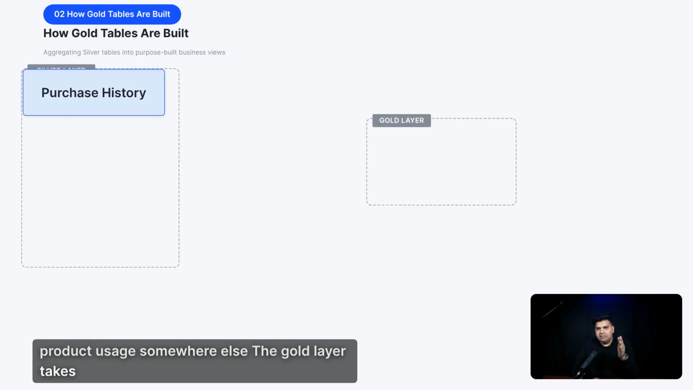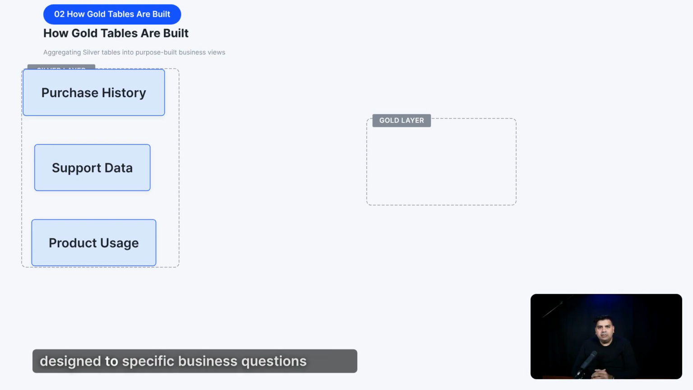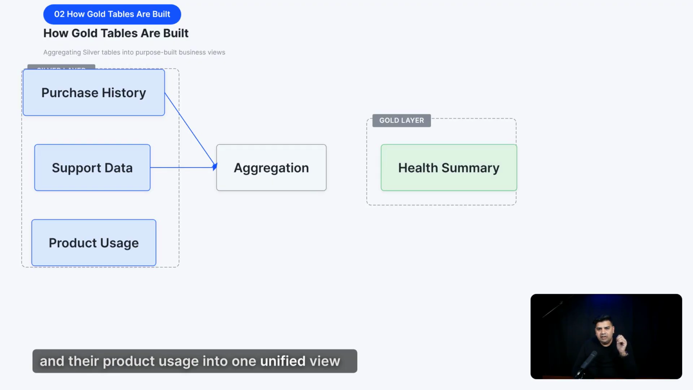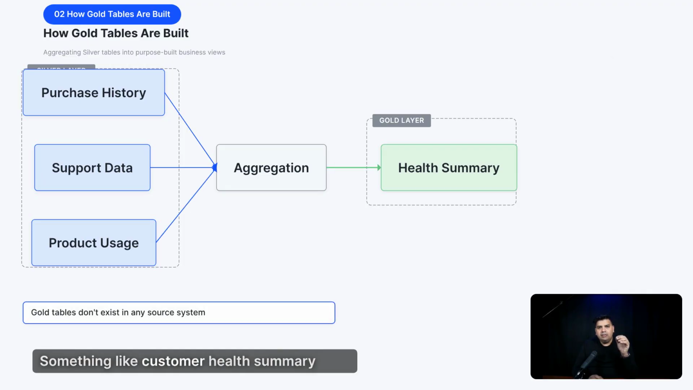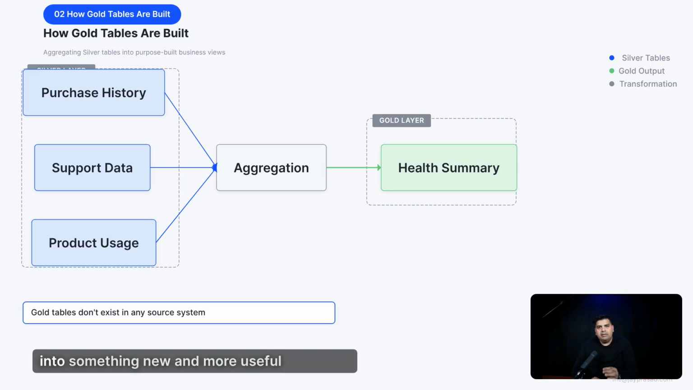The gold layer takes pieces from those silver tables and combines them into new, purpose-built tables designed to answer specific business questions. A gold table might bring together a customer's purchase history, their support interactions, and their product usage into one unified view, something like a customer health summary. That table doesn't exist in any source system. You built it by aggregating, which means combining and summarizing clean data from multiple silver tables into something new and more useful. Here's where it gets exciting.